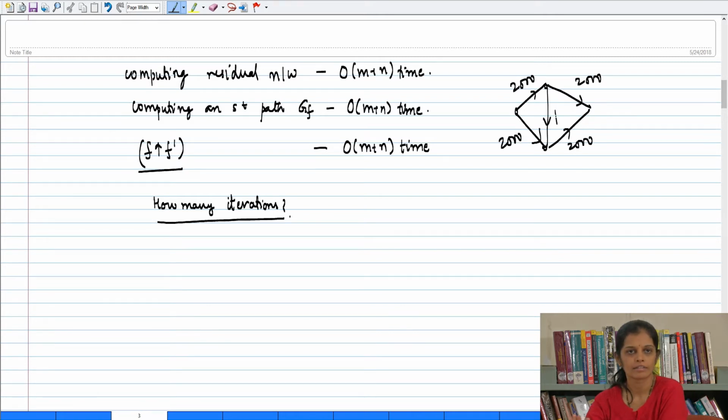Right, so the structure of the graph remains the same, but the capacities have changed. So what have I done? I have given all the 4 edges a capacity of 2000, right? And what is the max flow in this network? 4000 units, because I can send 4000 units of flow, right? But now let me do the bad thing for your algorithm.